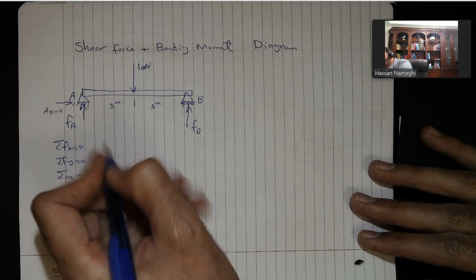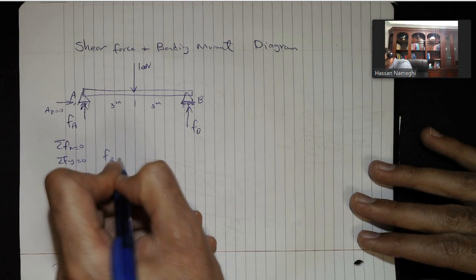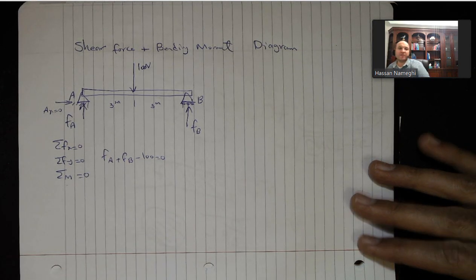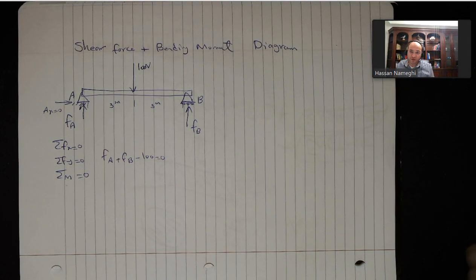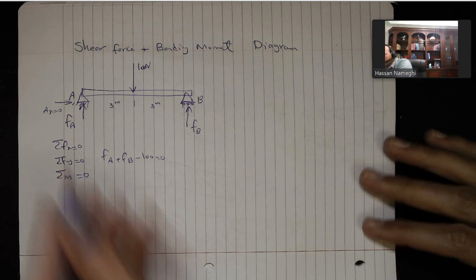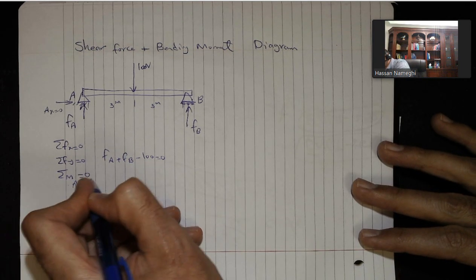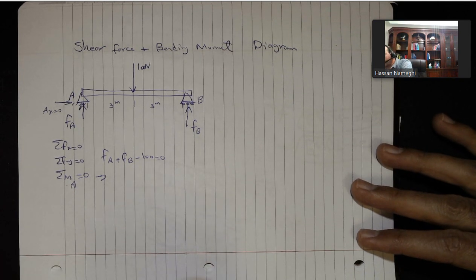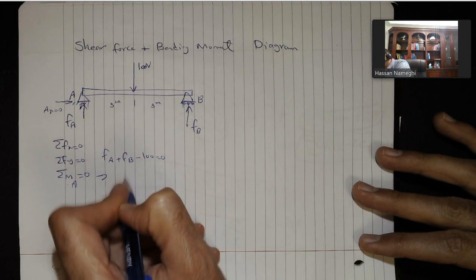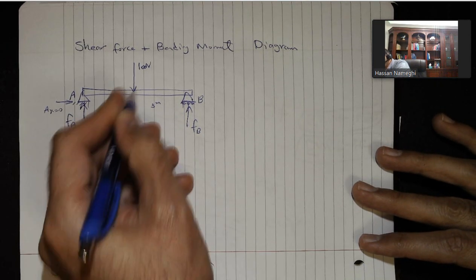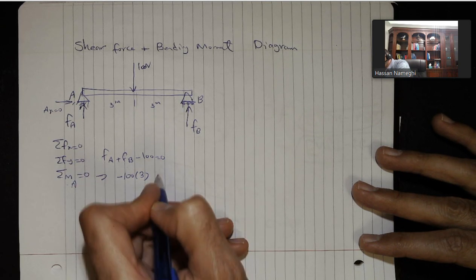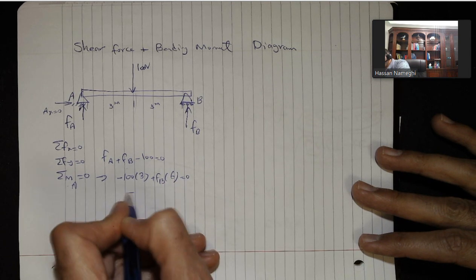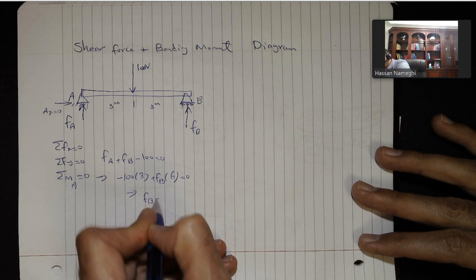Sum of Fy equal to 0, so this equation gives me FA plus FB minus 100 equal to 0, and then the sum of moment. When I say sum of moment, you can ask me about what point. That's important. I'm going to take moment about point A equal to 0, and again, moment about any point should be 0, not only about point A but any other point. So in this case, I have 100 times 3, that's going to go clockwise, so minus that, plus FB times 6 equal to 0. From here, I get FB is equal to 50.